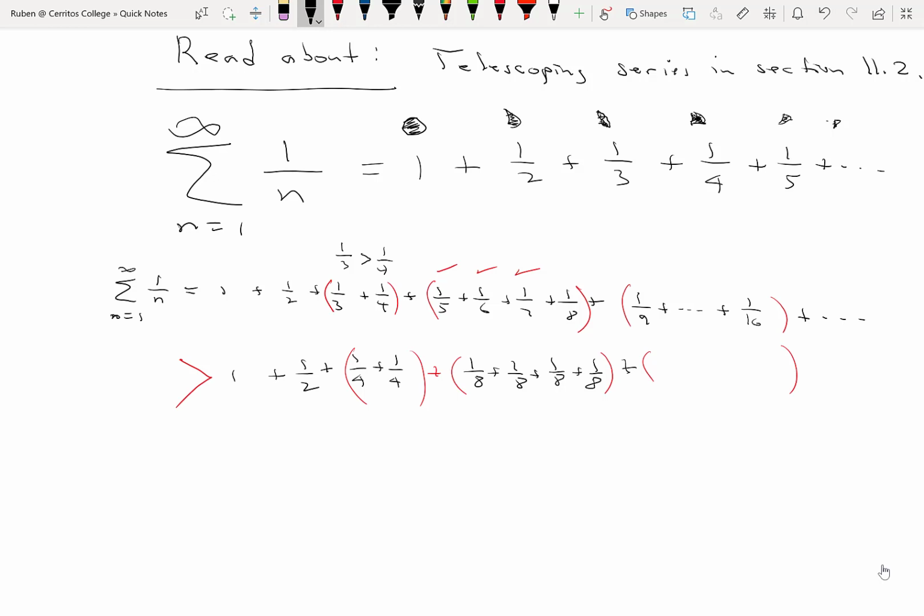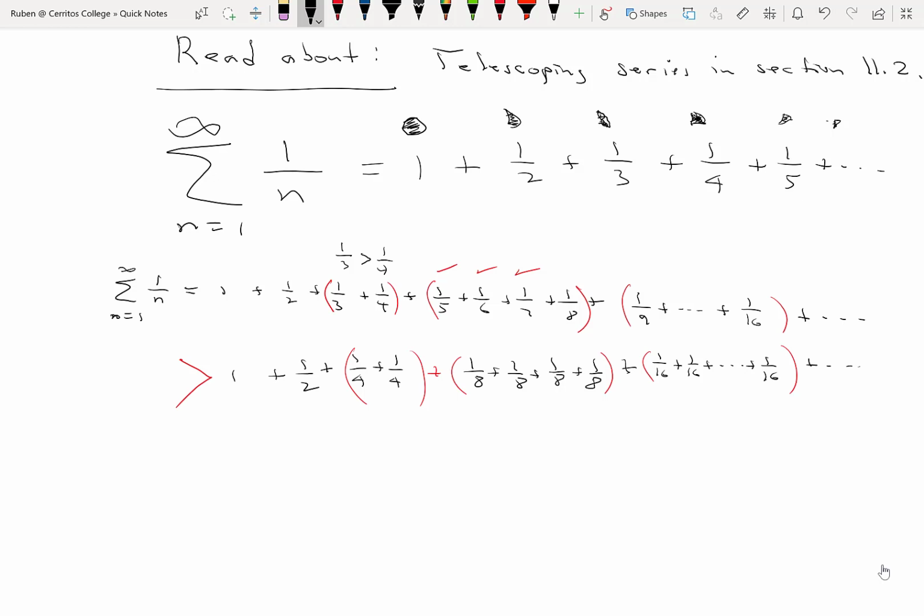I'm going to replace 1/9, 1/10, 1/11, 1/12, 1/13, 1/14, and 1/15 with 1/16. So my original series is more than the series I get by replacing all those numbers between 1/9 and 1/15 with 1/16. I'm going to keep doing that forever.